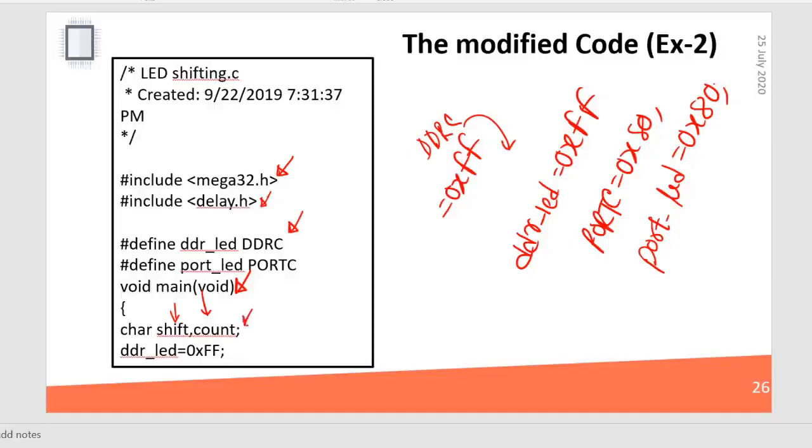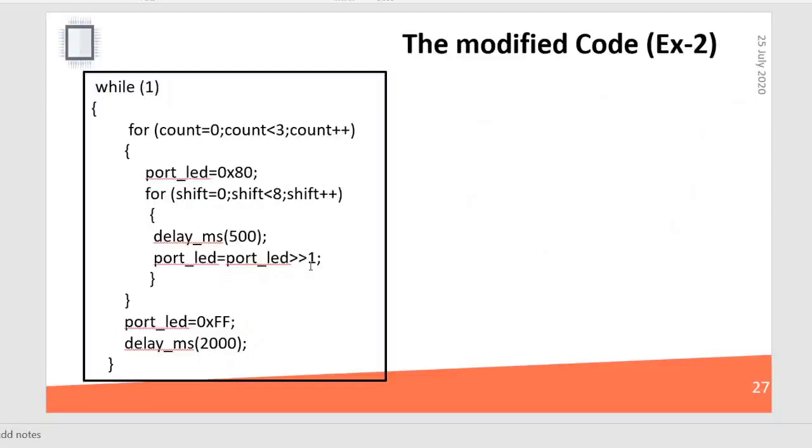So after the variable declaration, I am declaring the input or output mode. That means the DDRC line I am writing here. So by this line, that is DDR_LED, which means DDRC is equal to 0xFF, I am declaring all the pins of port C as output pins. All right. Now let's move forward to this second part.